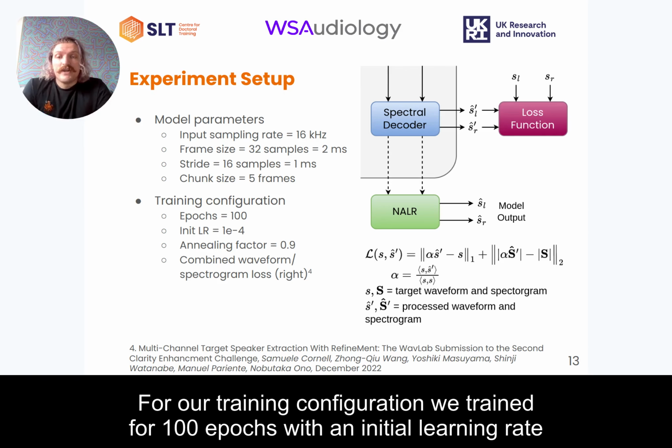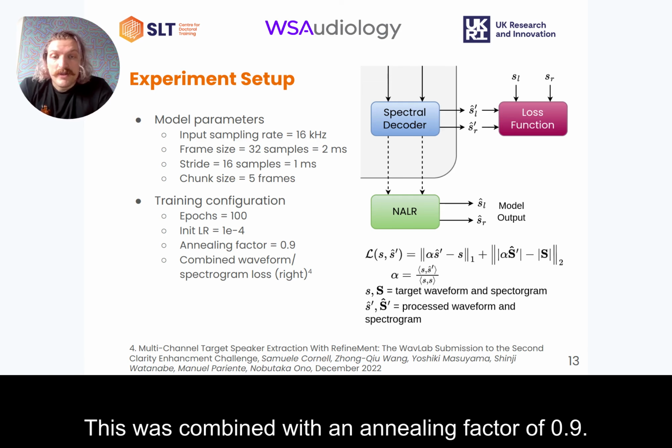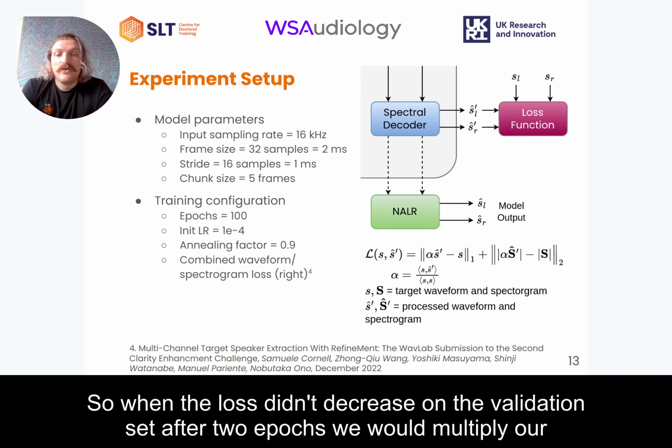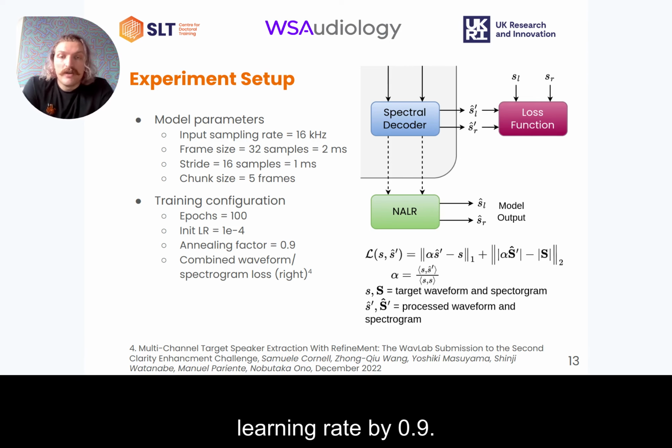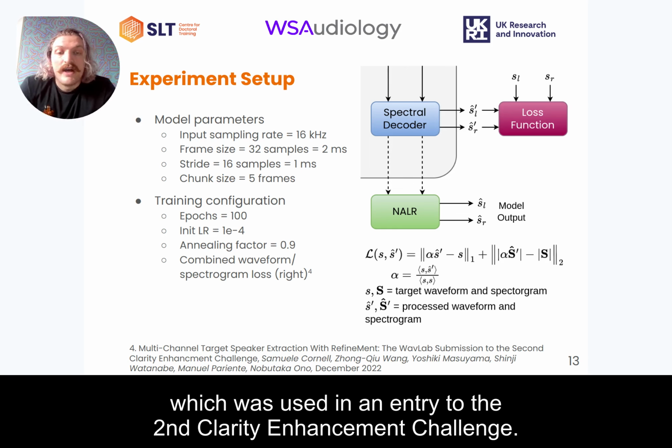For our training configuration, we trained for 100 epochs with an initial learning rate of 10 to the minus 4. This was combined with an annealing factor of 0.9. So when the loss didn't decrease on the validation set after 2 epochs, we would multiply our learning rate by 0.9. And we use a combined waveform spectrogram loss, as shown in the formula in the bottom right, which was used in an entry to the second Clarity Enhancement Challenge.